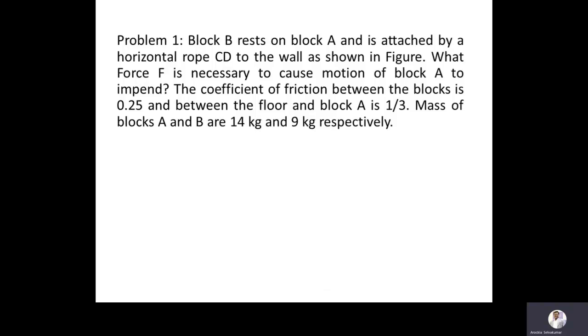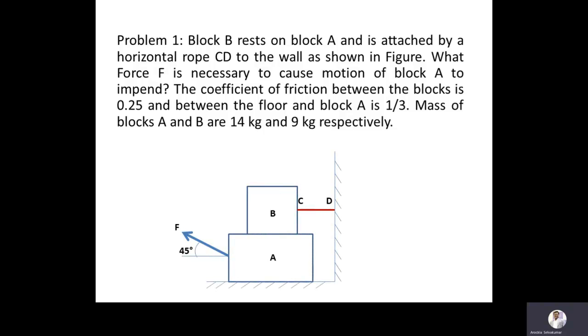The given problem is: block B rests on block A and is attached by a horizontal rope CD to the wall, as shown in the figure. So we'll see the figure now. Block B rests on block A and is attached by a horizontal rope CD to the wall. What force F is necessary to cause motion of block A to impend? As we discussed, impend means about to slide. So the condition given is impending motion.